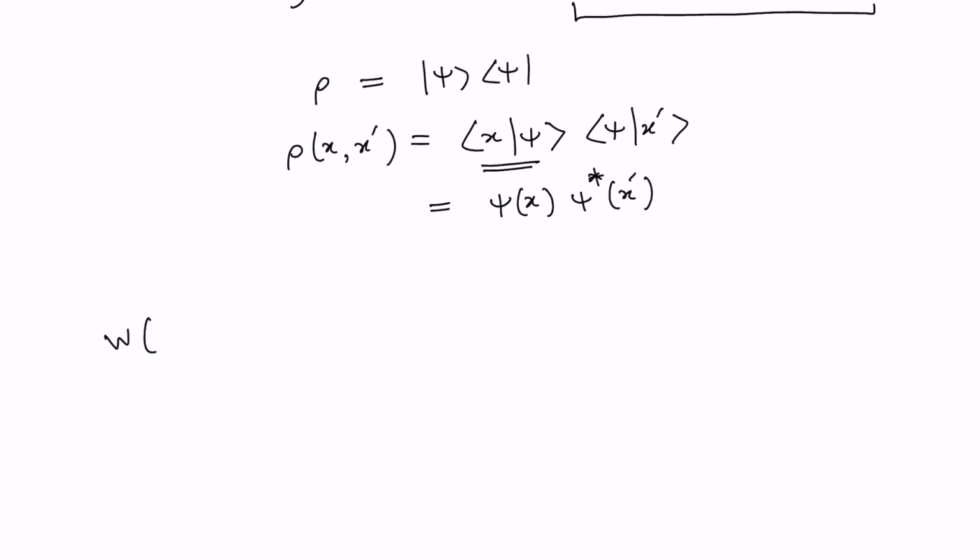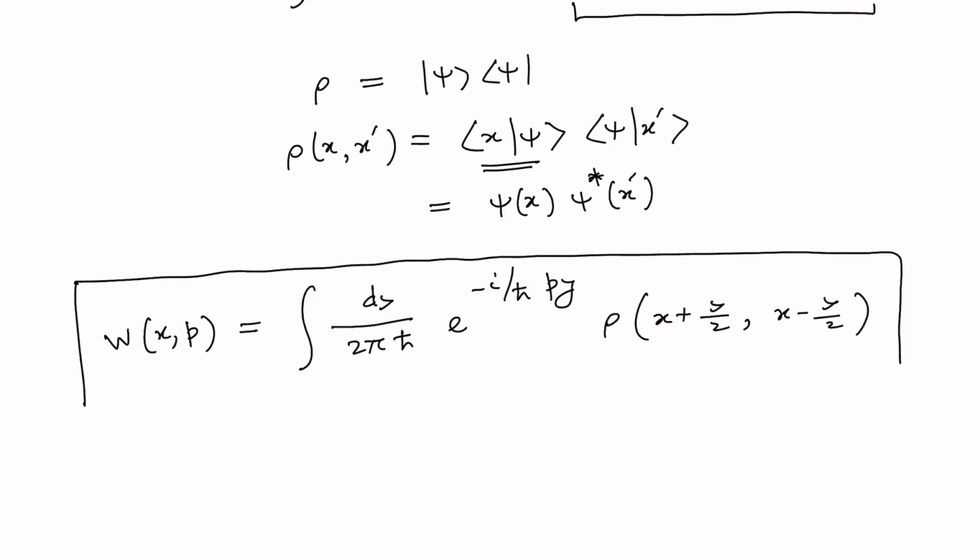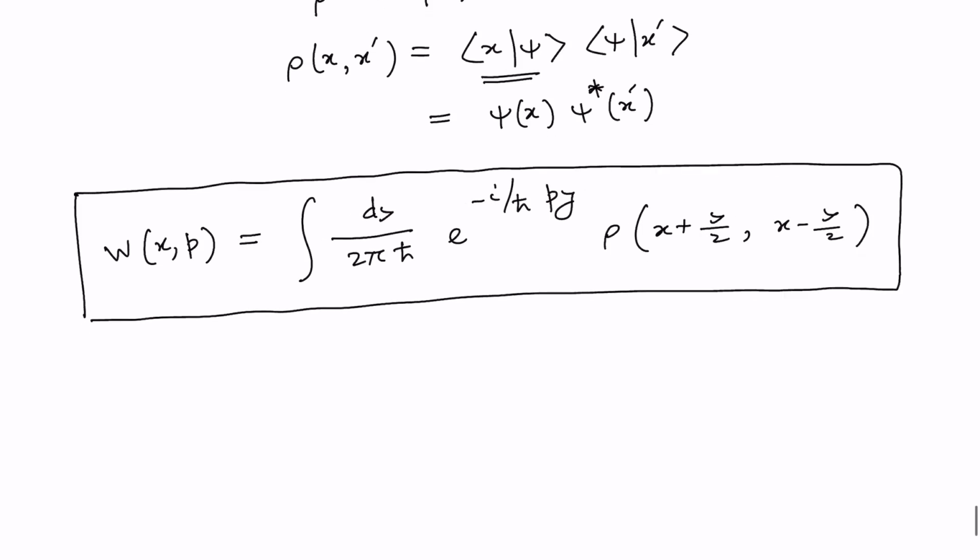I can now write W of x, p is equal to integration dy divided by 2 pi h bar, e to the power minus i by h bar p y, and let me write it as rho of x plus y by 2, x minus y by 2, where rho is now the density operator, our usual density operator in the position representation. Let me once again ask this question: what about the position probability density?